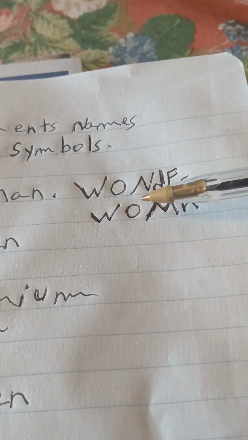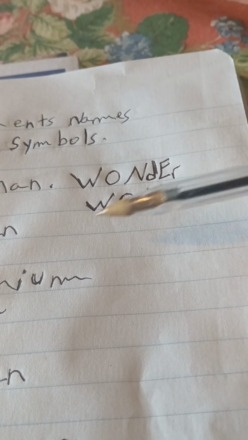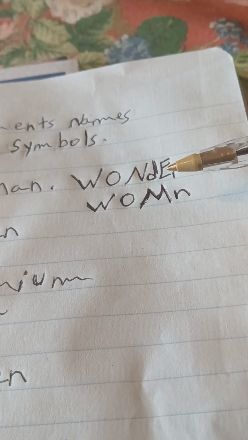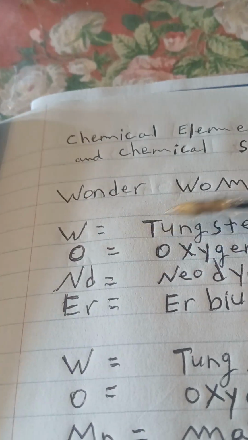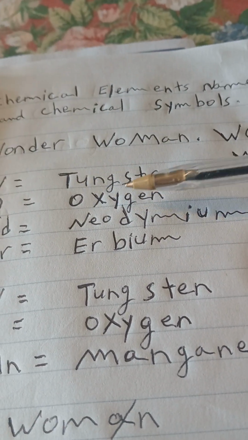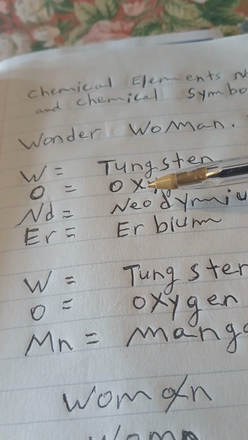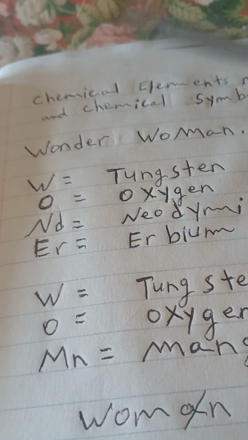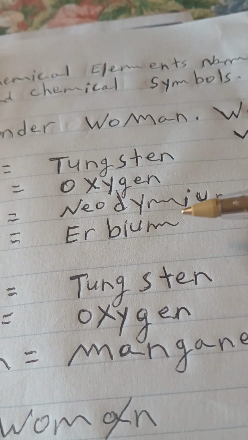Capital W, capital O, capital N, small d. Capital E, small r. Capital W, capital O, capital M, small n. Now we have it. So here we go. Wonder Woman. Capital W for tungsten. TUNGSTEN. Tungsten. Capital O for oxygen. OXYGEN. Capital N and a small d is for neodymium.